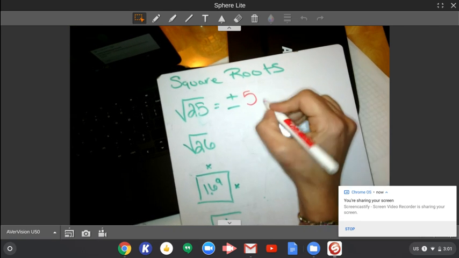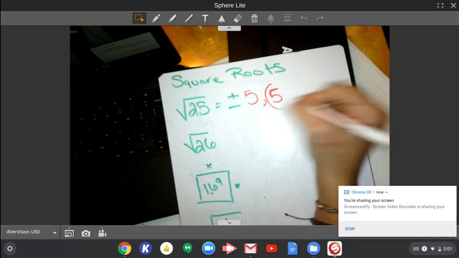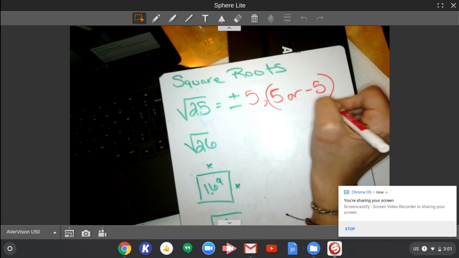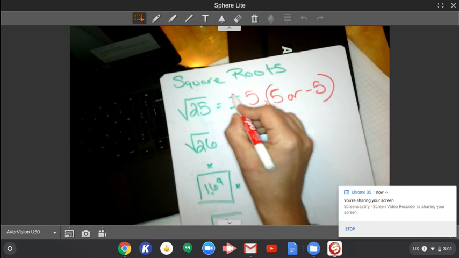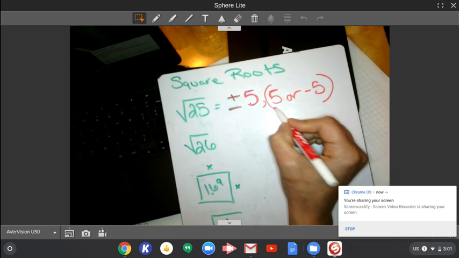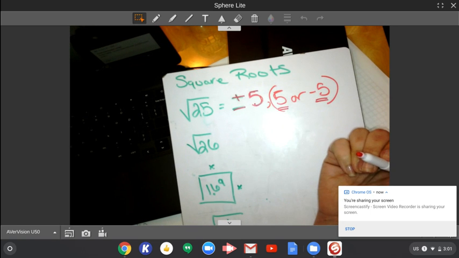or negative 5. So when you input your answers today, you're just going to put 5 or negative 5. Okay? So you can put plus minus in the front, but I think when you put it into the Clever assignment, they're going to ask you to put in two answers, 5 or negative 5. So there's two square roots of 25.